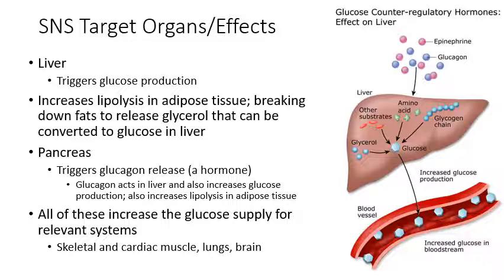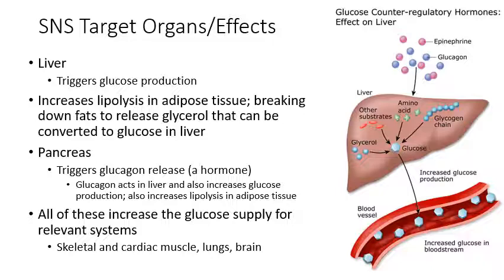All of these effects, the glucose production in the liver, the lipolysis in the adipose tissue, and the glucagon from the pancreas that reinforces those first 2 effects, are all going to ultimately increase the amount of blood sugar that you have, thereby increasing the nutrients available for your skeletal muscles and your heart to use to help you in your emergency situation. It's also going to increase the glucose supply, basically for all organs.